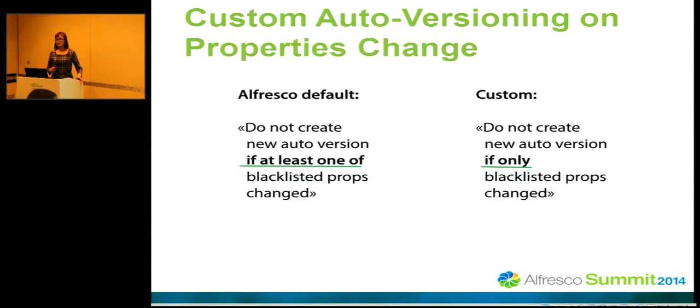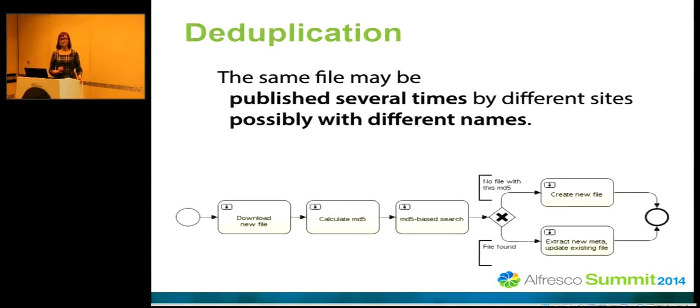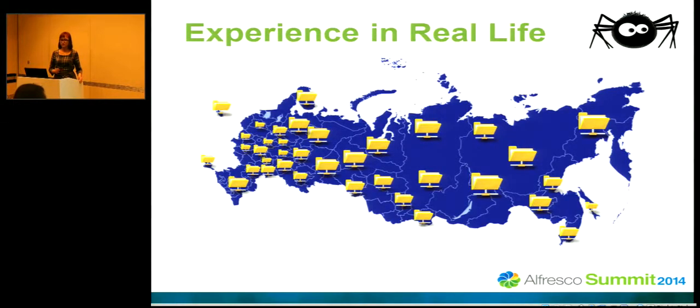To implement it, we needed a custom versionable aspect. The behavior of the versioning is a little bit different, and I have no time to tell you about it in detail. As the same files can be stored on different file servers, we don't want to store the same file several times in the repository. So we use a deduplication method to work on it.